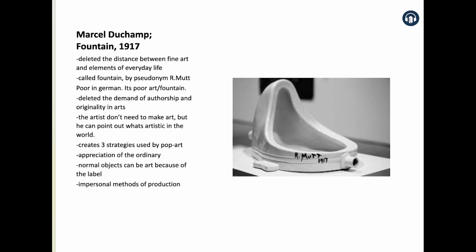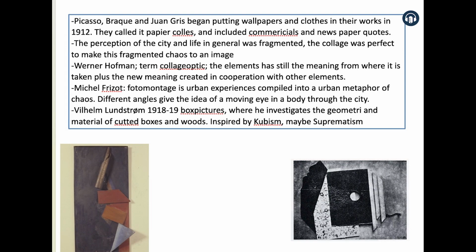Appreciation of the ordinary, a normal object can be art because of the label art, and impersonal methods of production. Picasso, Braque, and Juan Gris began putting wallpapers and cloth in their works in 1912. They called it papier collé, and it includes commercials and newspaper quotes. The perception of the city and life in general was fragmented. The collage was perfect to make this fragmented chaos into an image.